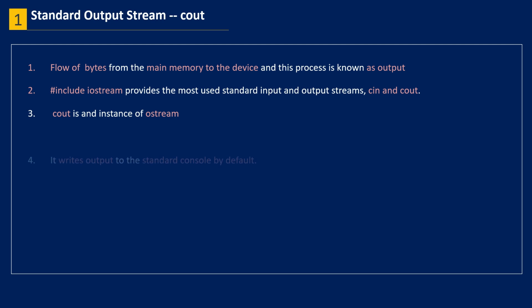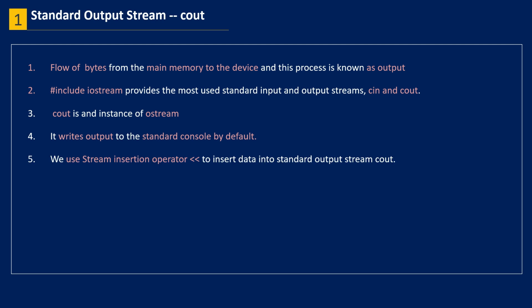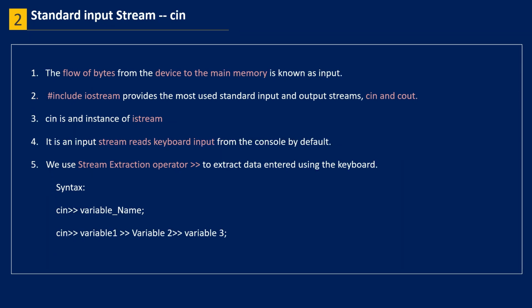Instance means an object. It writes output to the standard console by default. We use the stream insertion operator, the less than sign. So the less than sign is a stream insertion operator, and we use that operator with cout, and the syntax is here, you can see.